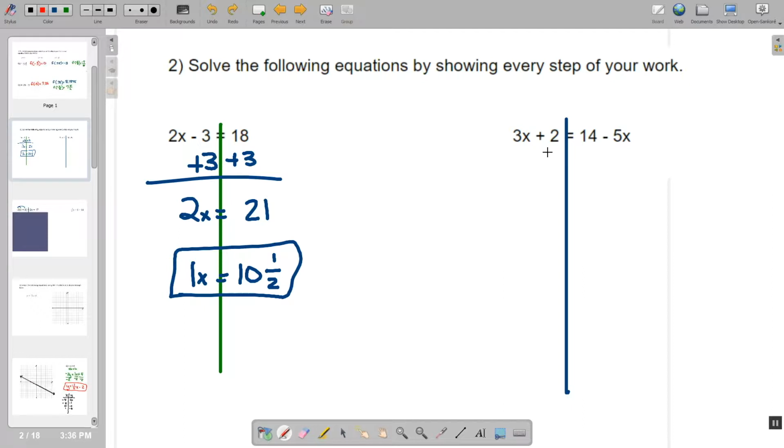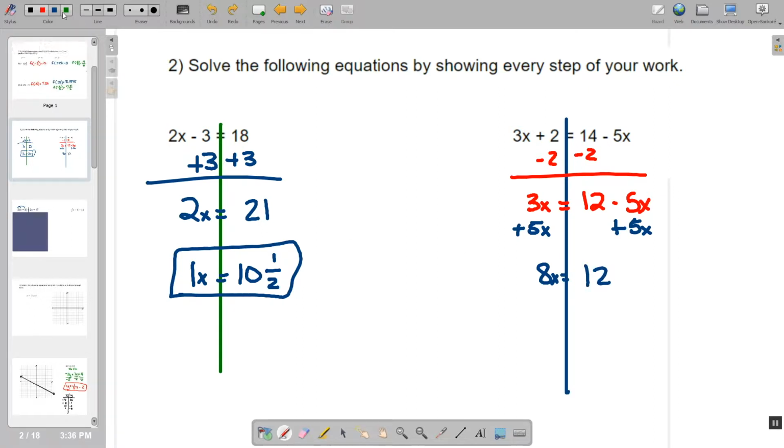Showing each step. A couple different ways you could solve this, but I'm going to subtract 2 from both sides first. I get 3x on this side, I get 12 minus 5x on that side. I'm now going to add 5x to both sides. I get 8x equals 12. From here, I divide everything by 8. And so x is equal to 1.5, if I am correct. Okay, let me check my answer key. Yep, that looks right.